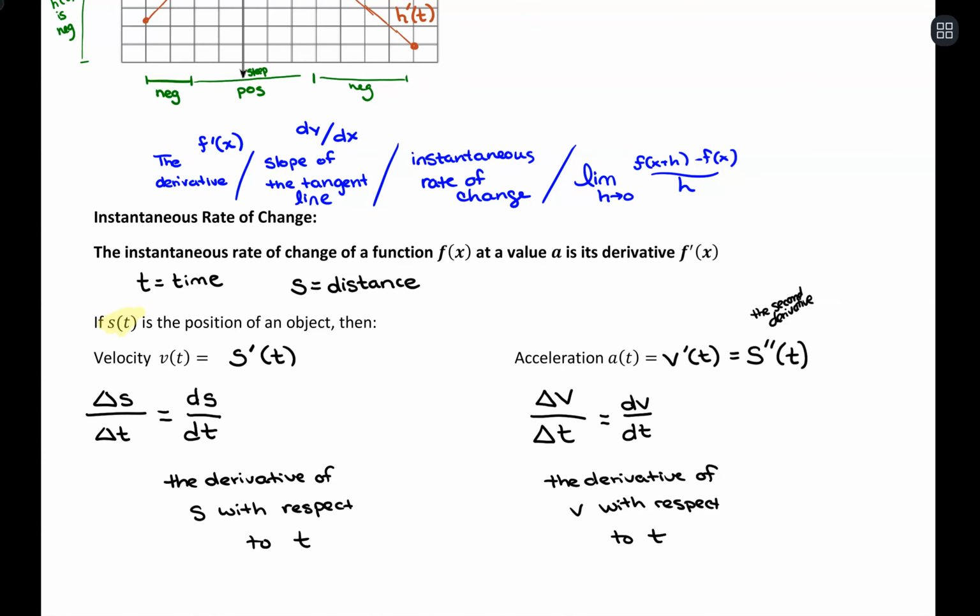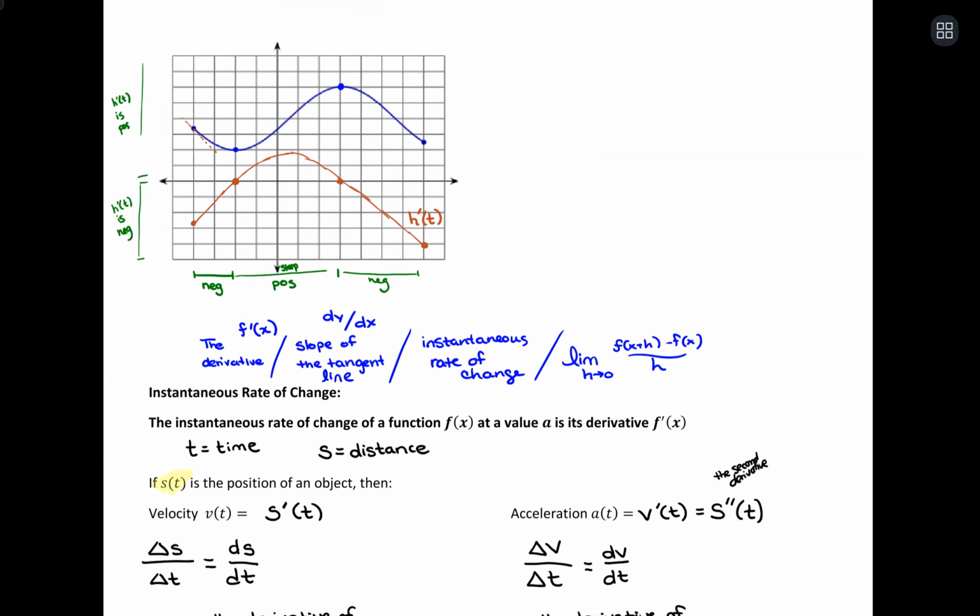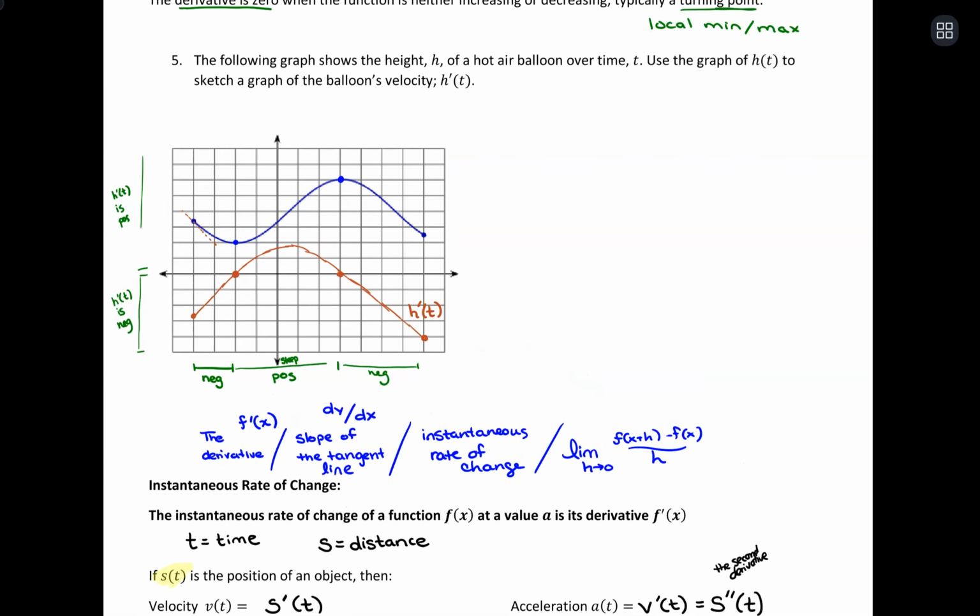Okay, so getting into some word problem things, and eventually we'll look at graphs with these and how they relate to each other. But in terms of graphing the derivative, it's just a matter of thinking about positive and negative slopes, and then these turning points where our slope is equal to 0.